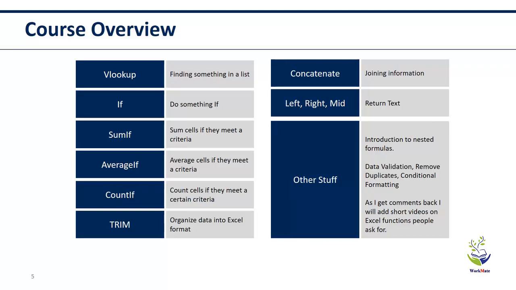TRIM, organize data into Excel format, because a lot of times we receive data that is not formatted correctly. CONCATENATE, which is joining information. There are easy ways to do that. LEFT, RIGHT, MID, it returns text in a cell based on certain criteria. So those are the formulas that we'll be covering today.